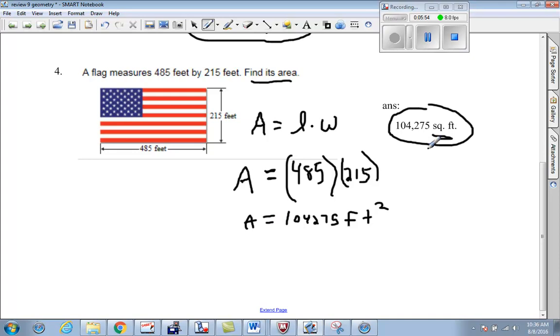Okay? Square footage when you're dealing with area. Or units squared when you're dealing with area. Let's try the next one.